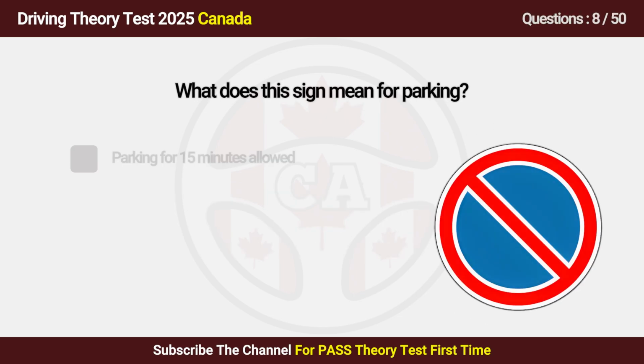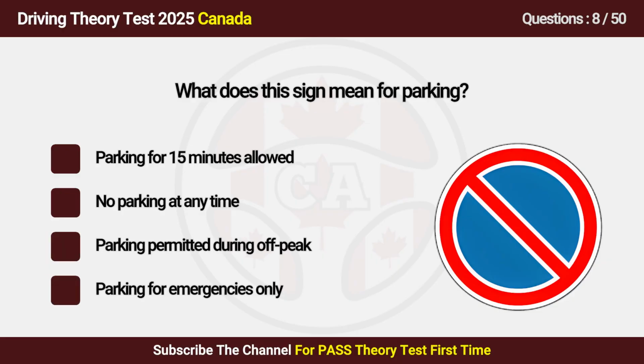Question 8. What does this sign mean for parking? A. Parking for 15 minutes allowed. B. No parking at any time. C. Parking permitted during off-peak. D. Parking for only.